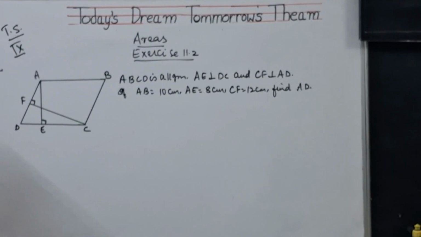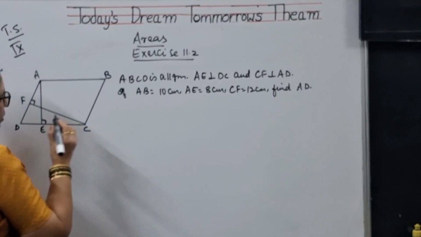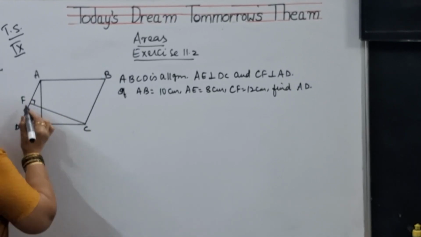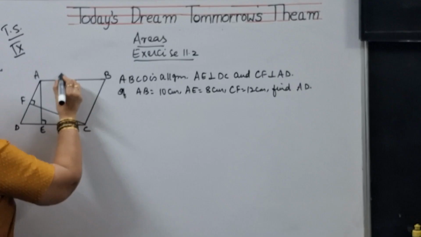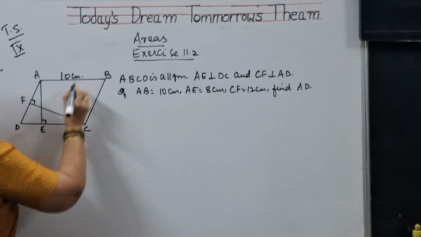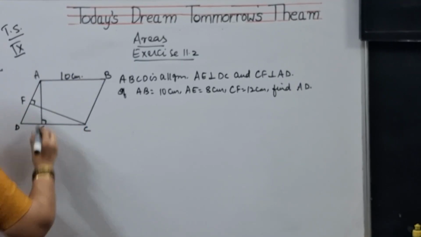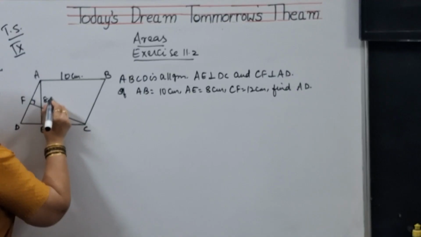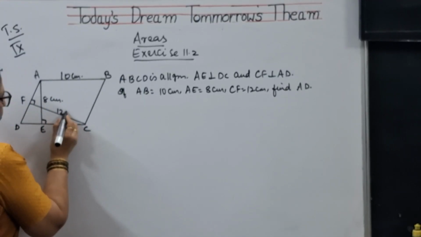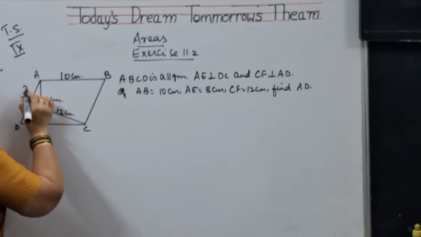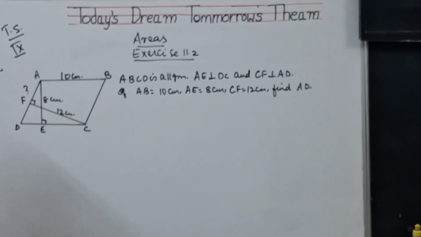Now, children, second problem. ABCD is a parallelogram in which AE is perpendicular to DC and CF is perpendicular to AD. And AB is given as 10 centimeters, AE is given as 8 centimeters, and CF is given as 12 centimeters. Now the question is, what is AD?